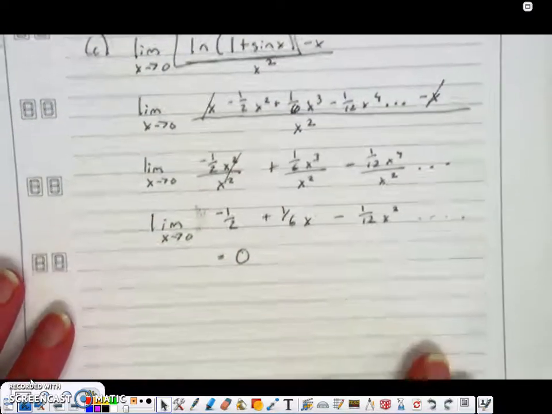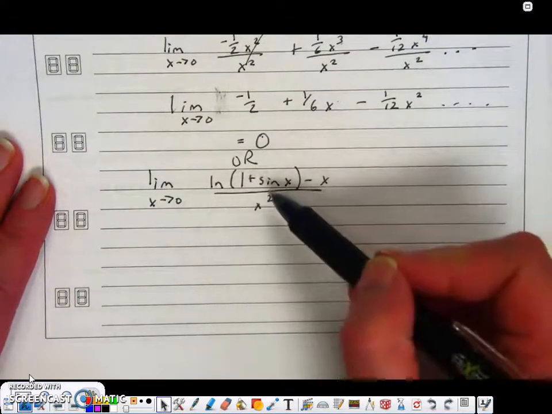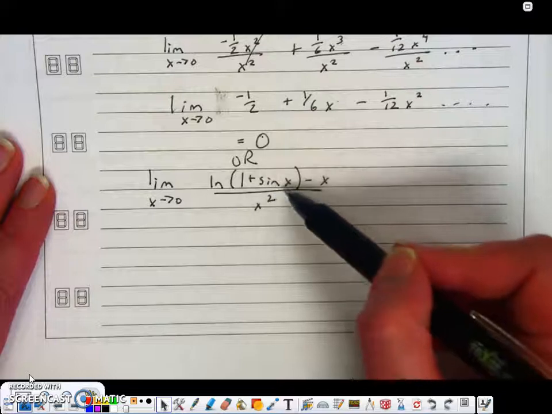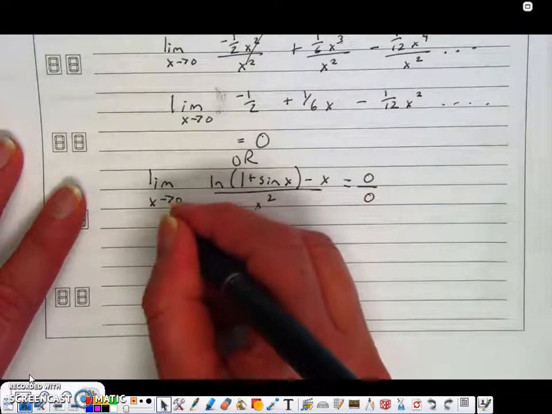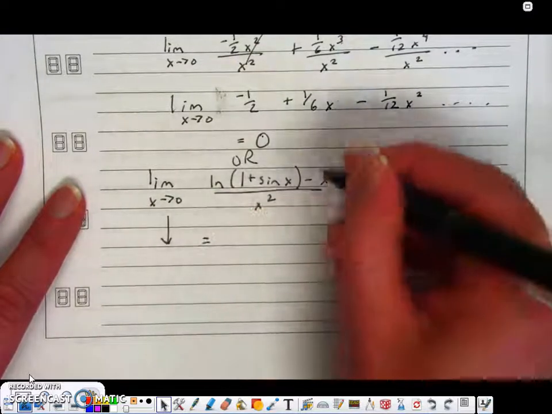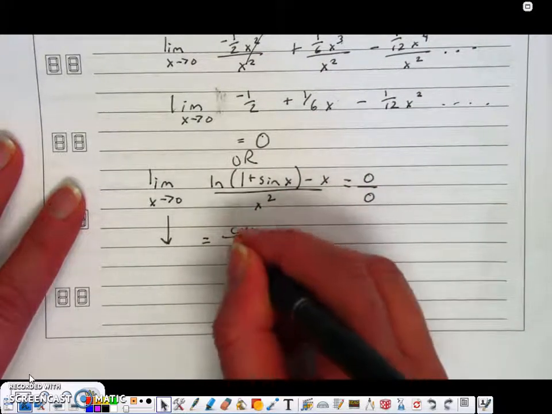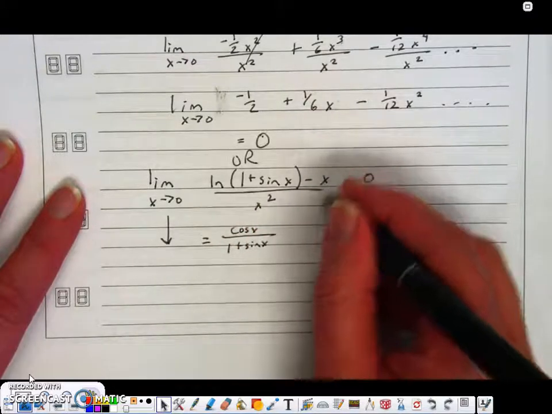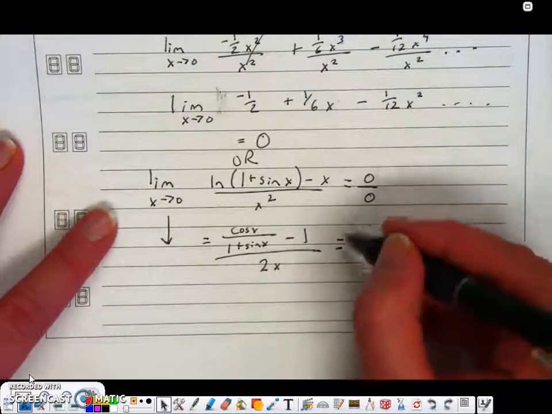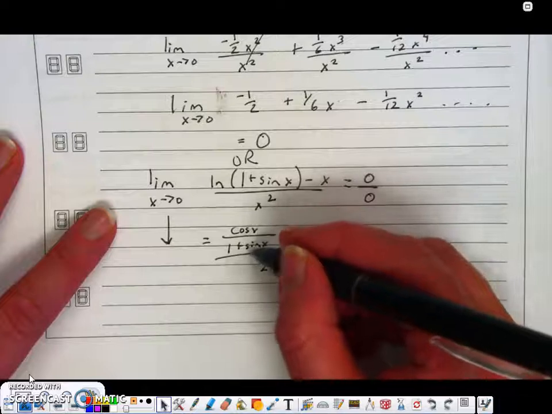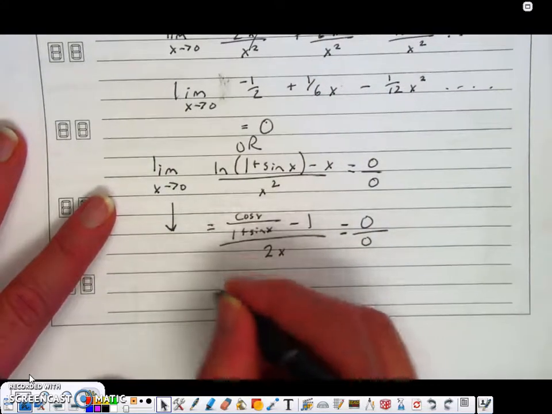The other method to solve this is L'Hopital's. Same problem: you would substitute in 0, and you'd have ln of 1, which is 0, minus 0, over 0. So 0 over 0, a good time for L'Hopital's. I'm going to keep that coming down. Take the derivative of the top and the derivative of the bottom separately. The derivative of ln of 1 plus sine x is cosine x over 1 plus sine x, minus 1, over 2x. If you substitute in 0, cosine of 0 is 1, over 1, minus 1. So what do you know? 0 over 0. Take the derivative again.